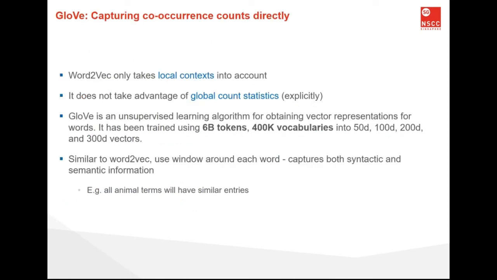Last but not least, there are also other word embedding models that are even better than word2vec. While the word2vec model only takes local context into consideration, it does not take advantage of global count statistics. Therefore, there is a more advanced model, GloVe, that was developed by Stanford University in 2014. GloVe is short for global vectors.